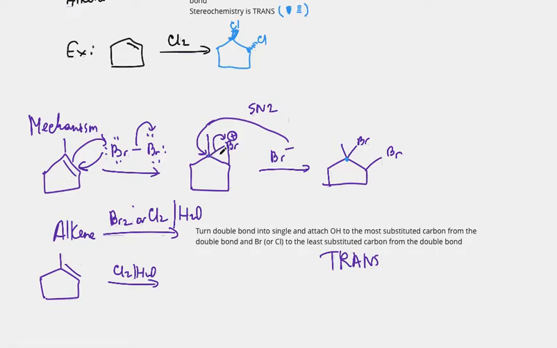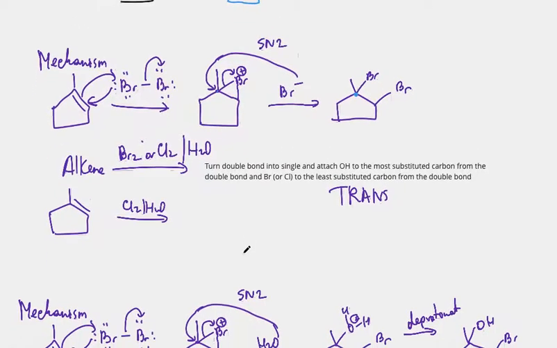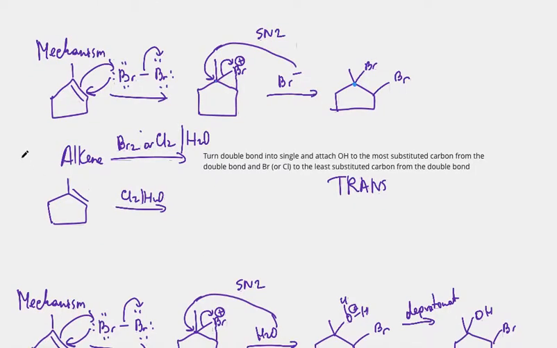I did not show stereochemistry here, but I'm explaining why the product is trans. Because it's an SN2 reaction, this carbon will change its stereochemistry, and for this one the stereochemistry will be the same. That's why one of them will be wedged and another will be dashed. We have different stereochemistries. Now let's go ahead and do the next reaction.